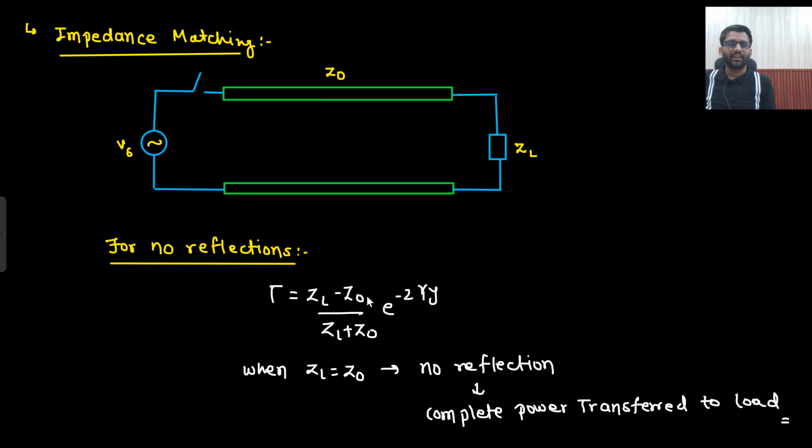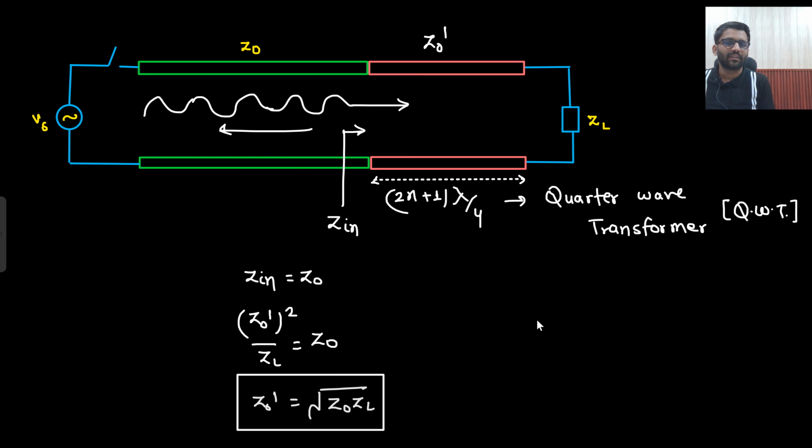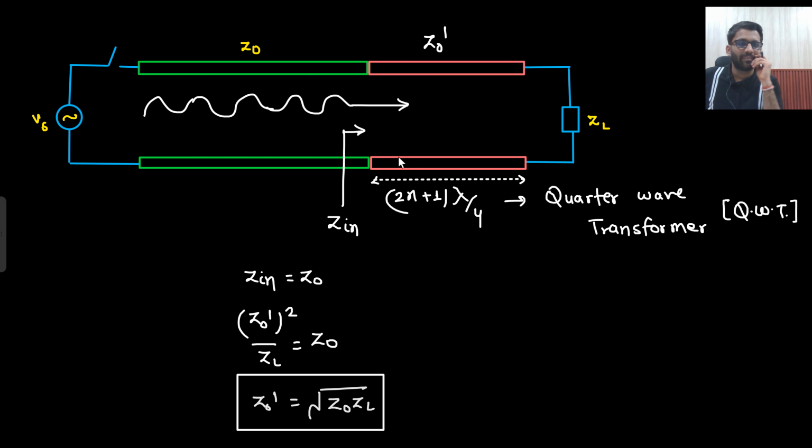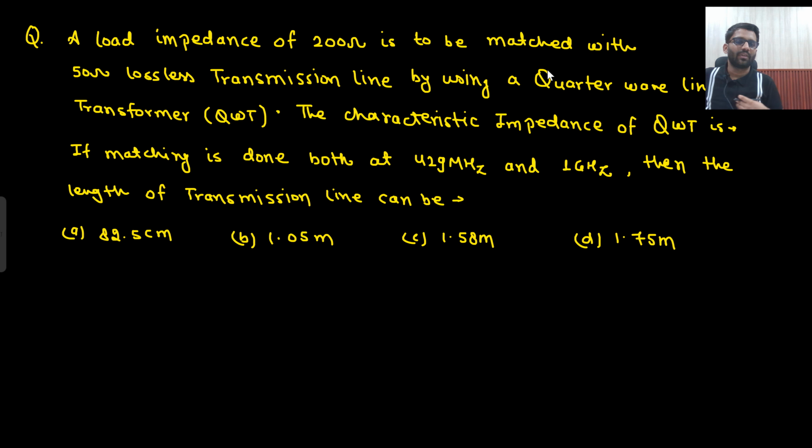This was your condition. You need to deliver the complete power from this transmission line. Basically, here there should be no reflection. So what did you do? You introduced a quarter wave transformer. Length is (2n plus 1) lambda by 4, and then you connected the load. Then your target is to match this impedance to Z naught. That impedance is Z naught dash square by ZL, and that should be equal to Z naught. From there, the Z naught dash value is the square root of Z naught ZL. This kind of question can come in your examination as well.